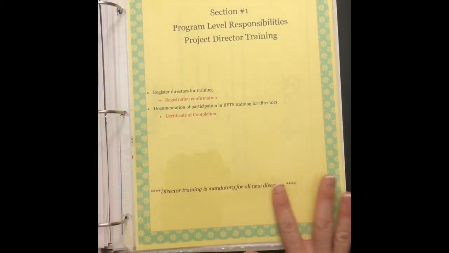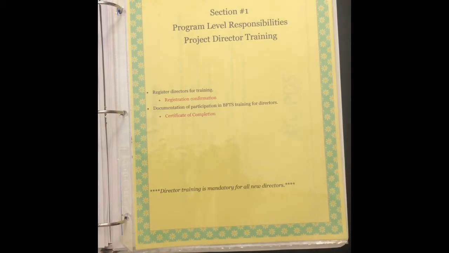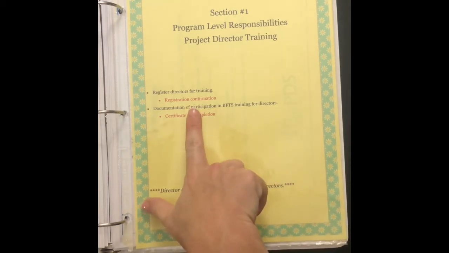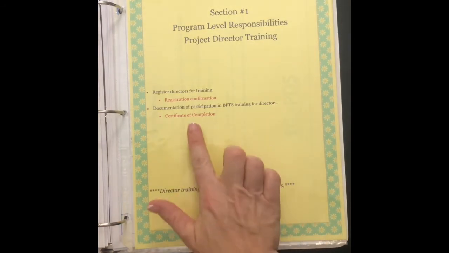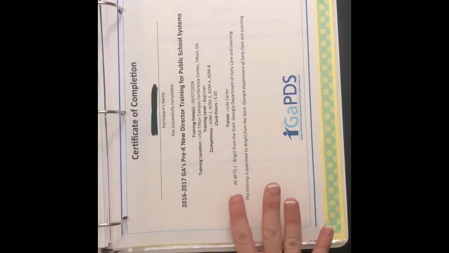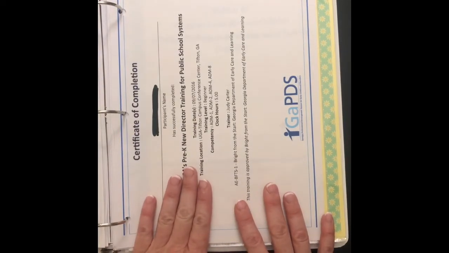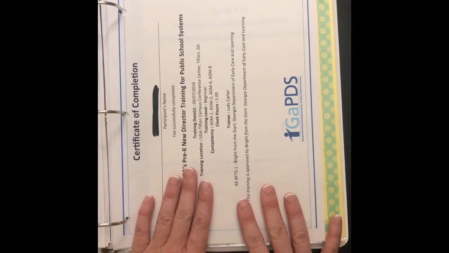Project directors will also need to be trained. New project directors are required to attend training. Once training is available and you have registered, you can print your registration confirmation, or when you have completed your training requirements, you can print those certificates from your Georgia PDS account and put those here behind this section for project and site directors.